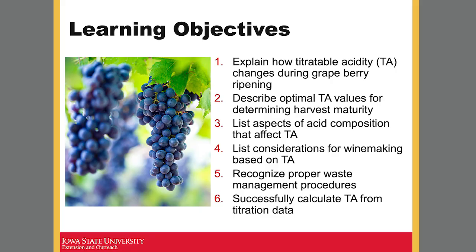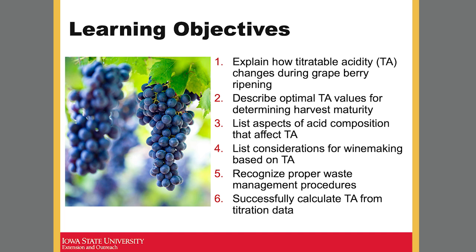At the end of this workshop today, you're going to know how to measure titratable acidity, but especially you will be able to explain how titratable acidity changes over time during berry development and ripening. Also, you will be able to describe the optimal titratable acidity values for determining harvest maturity, which is really important when you have a vineyard, but also when you have a winery. Then you will be able to list the aspects of acid composition that have an impact on titratable acidity.